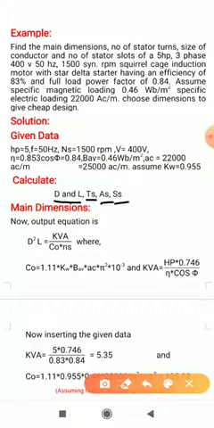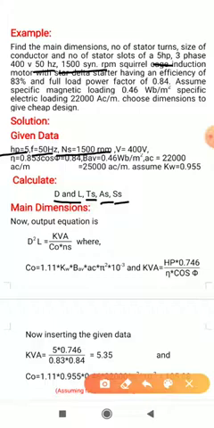So by reading the example, first we will check the given data. HP is 5 HP, frequency is 50 Hz. Now here the speed is 1500 synchronous RPM. Synchronous RPM means directly NS is given. So the synchronous speed NS is equal to 1500 RPM.